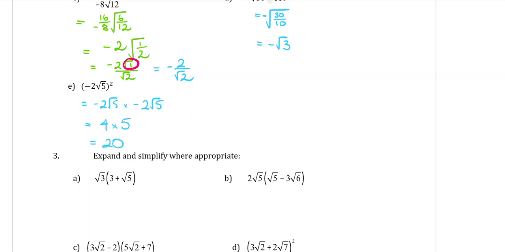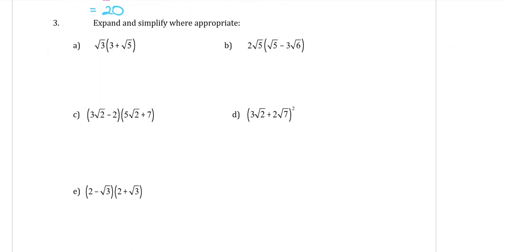Now you may have been able to skip straight from there to that line by squaring the minus 2, so minus 2 times minus 2 makes the 4. Square root of 5 times square root of 5 makes the 5, and then you get straight to your 20 from there.